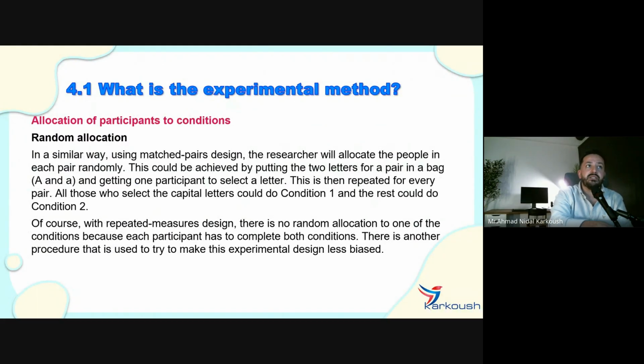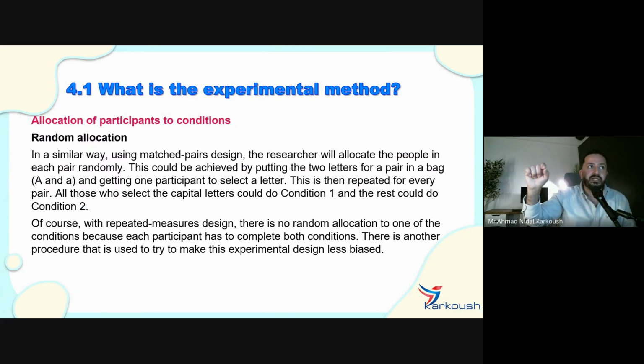In a similar way, using matched pair design, the researcher will allocate the people in each pair randomly. This could be achieved by putting the 2 letters for a pair in the bag and getting one participant to select a letter. This is then repeated for all the pairs. For example, the person who got the capital letter, Farida Muhammad Bahir, gets condition A, and Farida Muhammad Tahir gets condition B because she got the small a.